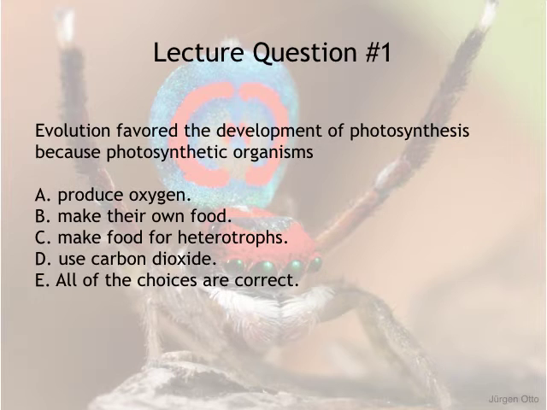Okay, so B is the right answer. Photosynthesis allows plants to make their own food, and that is evolutionarily very advantageous if you don't have to wait and consume other organisms for food, right? A is wrong because plants don't care about producing oxygen. Oxygen is no advantage to plants. I guess it is ultimately, but the main thing is that they can make their own food.